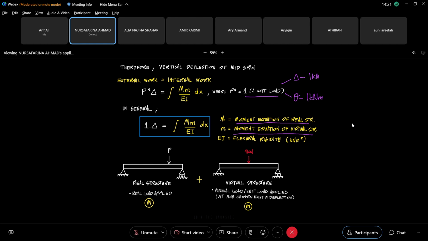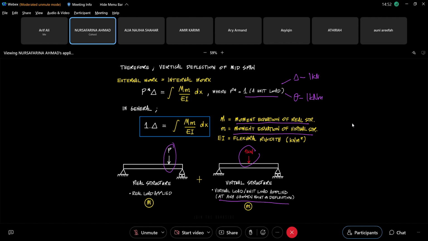Right, so you need to calculate the real beam and make a real and virtual structure. For the virtual structure, why here? Look, at any chosen point of deflection. It doesn't matter where in the virtual structure. It is not necessarily at the point load, you replace the real load. So it can be asked anywhere.